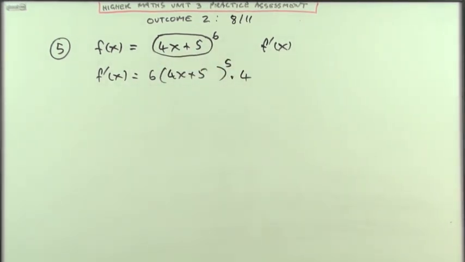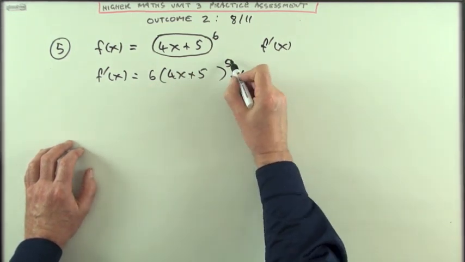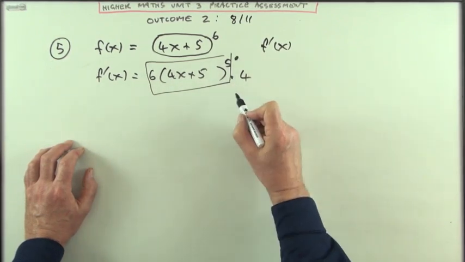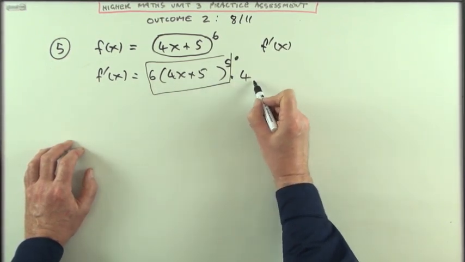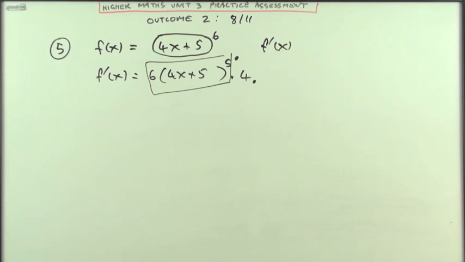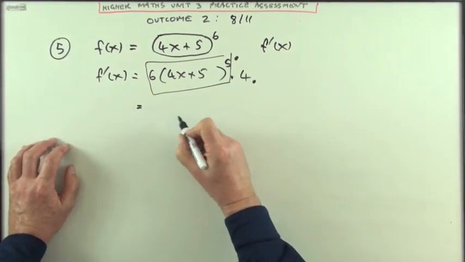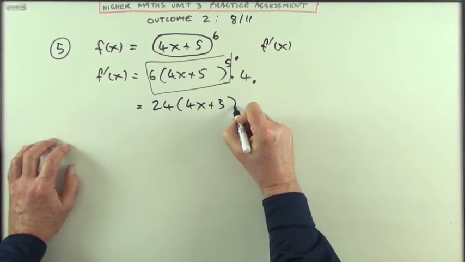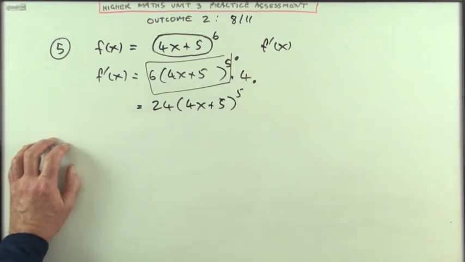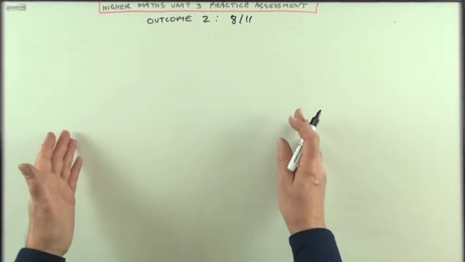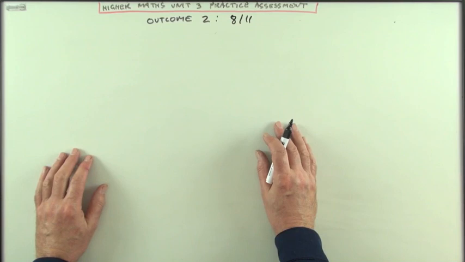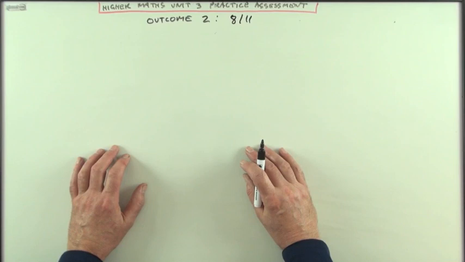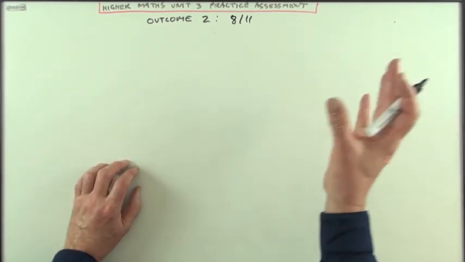Now the 2 marks for this first part would be for doing this, the 6 times it to the power 5, and the second mark is for differentiating the inner one. That means there's no more marks for the final answer, but you should still finish it off so that you've got 6 times 4 is 24 times (4x plus 5) to the power 5 for the 2 marks. Now number 6 and 7 are just on the reverses of those. 4 and 5, differentiate, trig function, function of function. 6 and 7, integrate, trig function, function of function.